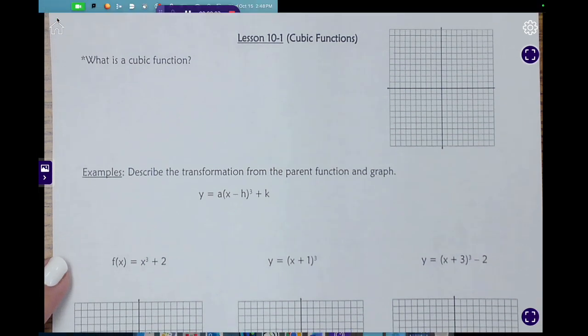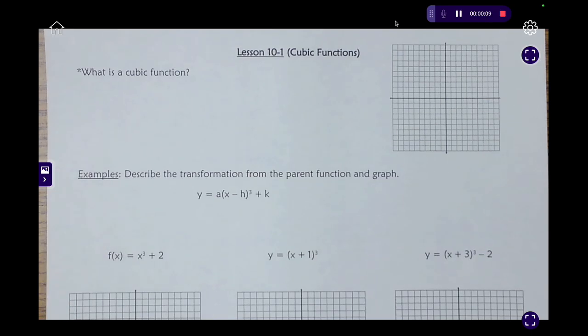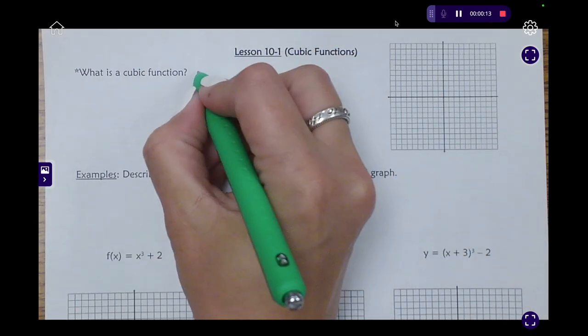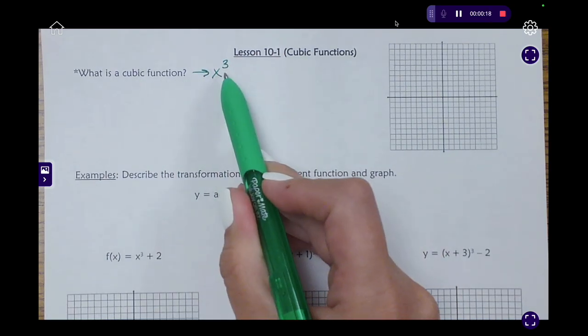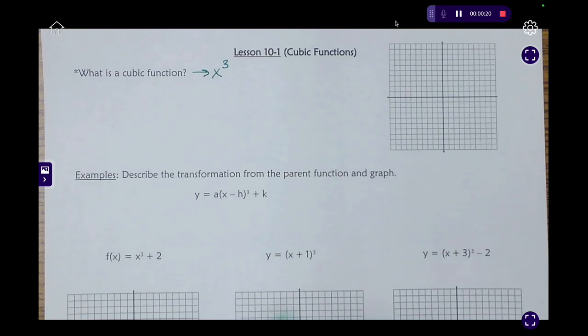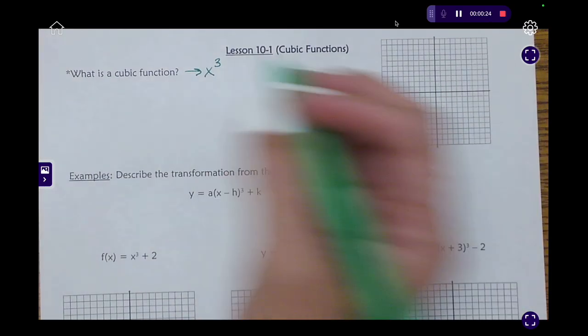Looking at this, we are going to continue with graphing different types of functions. So we are going to graph cubic functions today. A cubic function, looking at what that is, the largest exponent is going to be an x to the third. So it's going to have that 3 as your exponent, and that's what makes it a cubic function. So we are going to base everything that we're doing today off of that parent function.